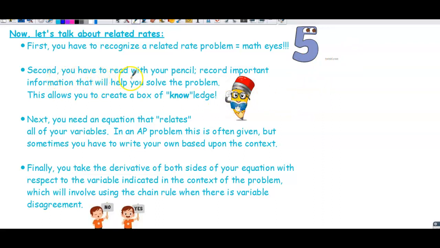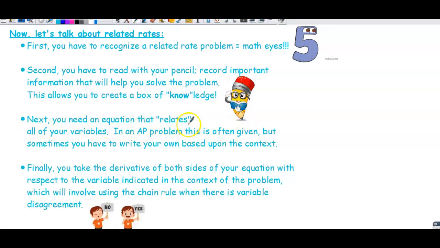Second, you have to read with your pencil. That means you have to record the important information that will allow you to solve the problem. This allows you to create what I call a box of knowledge, meaning everything that's important I write down on my paper in a little box, so if I need to know something, I look in my box of knowledge. We'll talk a little bit more about that later.